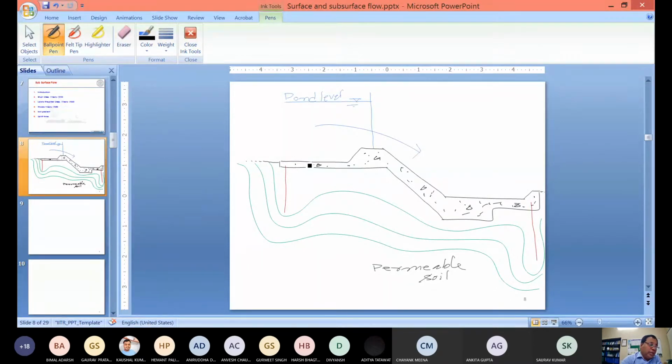I think we had discussed this part: if you are putting a piezometer, right? Here I am putting a piezometer. Then the water level will rise here, and with the tip of this piezometer here, this height comes out to be h, and we say this is the piezometric head.